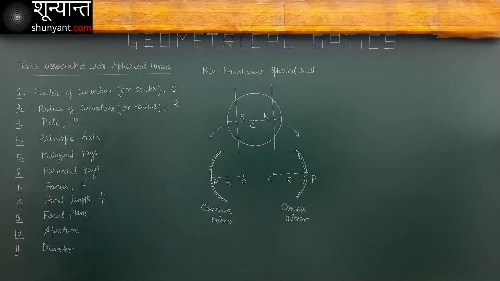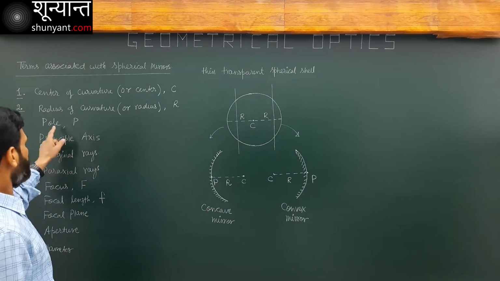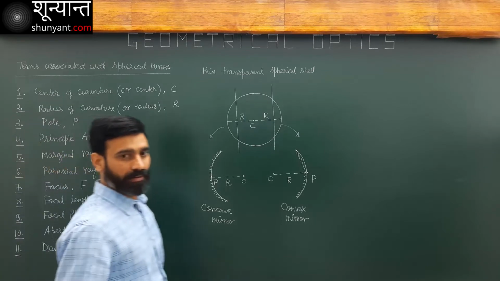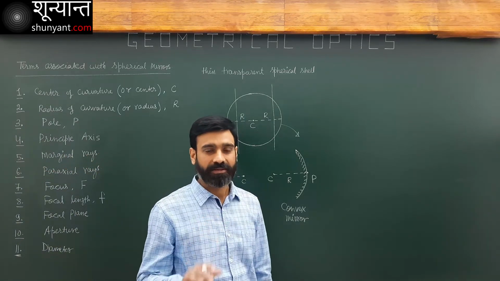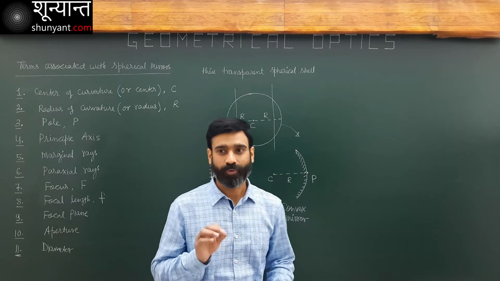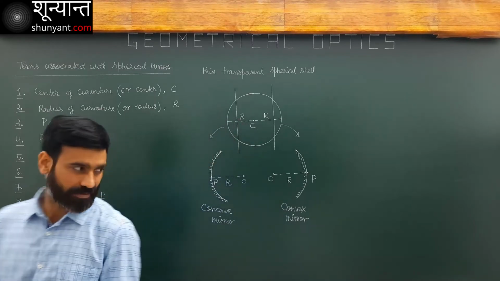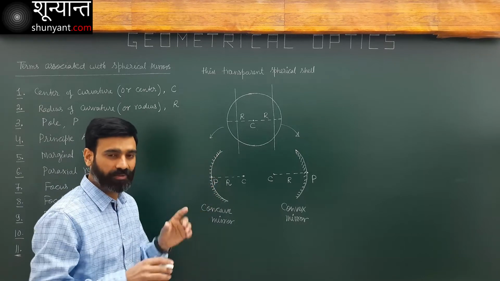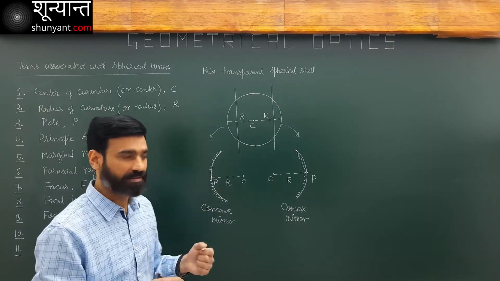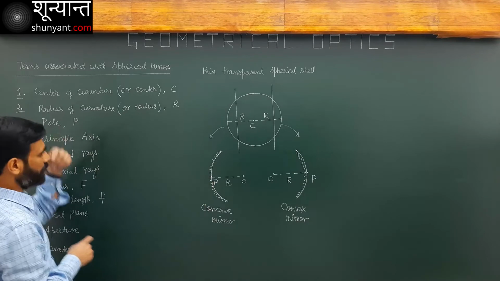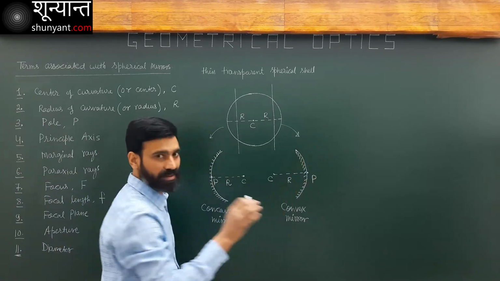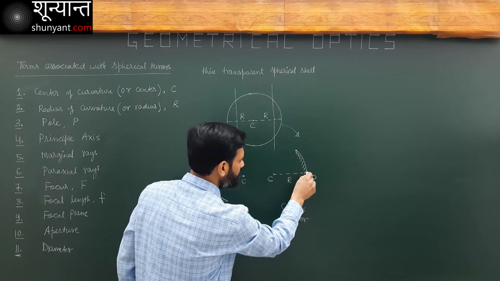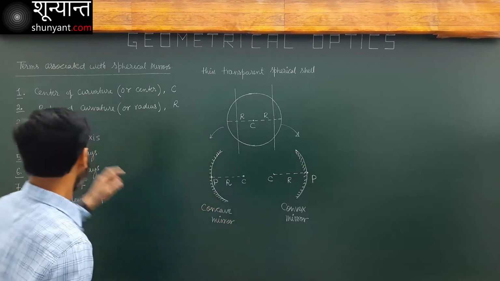Now, next one, pole. Note down: middle point of the reflecting surface. This is my reflecting surface, so the middle point of it, the center of the reflecting surface, becomes my pole. Here also, the outer side is the reflecting surface. So this middle point here is the pole.